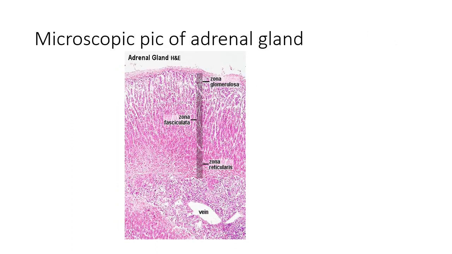Now this is the microscopic picture of the adrenal gland under low magnification. That is, you are going to see it in the exams under 10 power magnification. Can you very well see the outer region? That is the capsule, which is made up of dense irregular connective tissue.